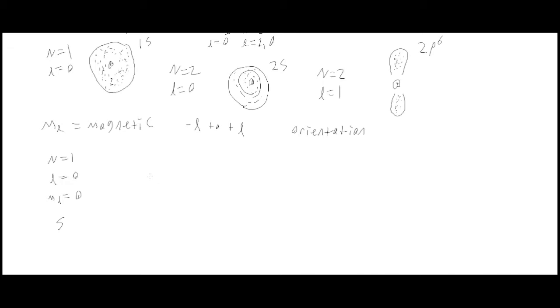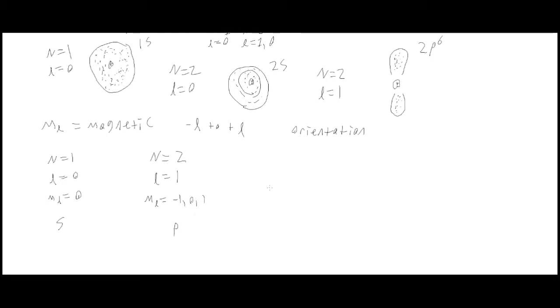Then if we go to the p orbital, that can only exist in n equals 2 because l can only go up to n minus 1. So n has to be 2 in order for l to equal 1. And then m sub l can equal negative 1, 0, or 1.